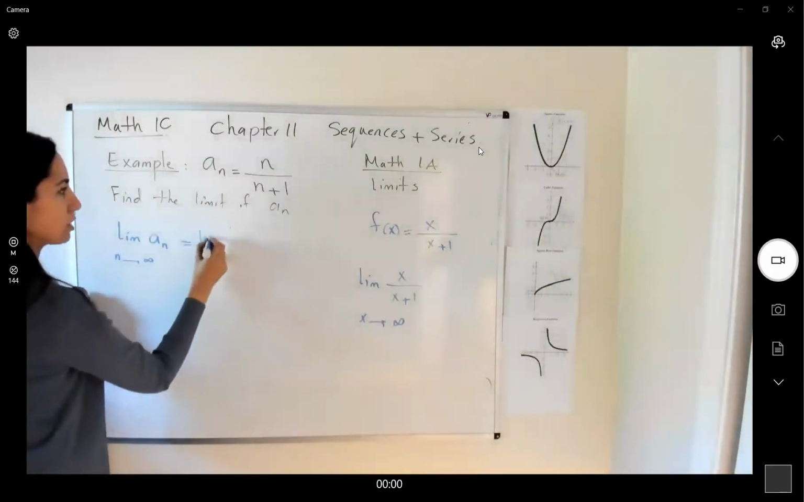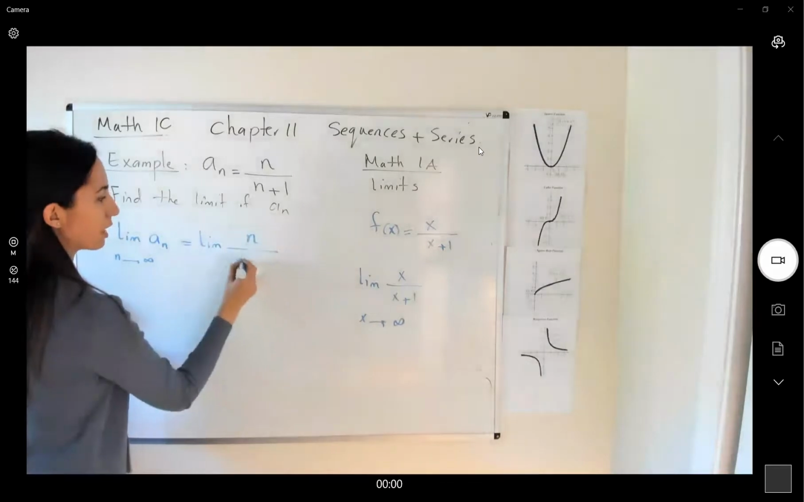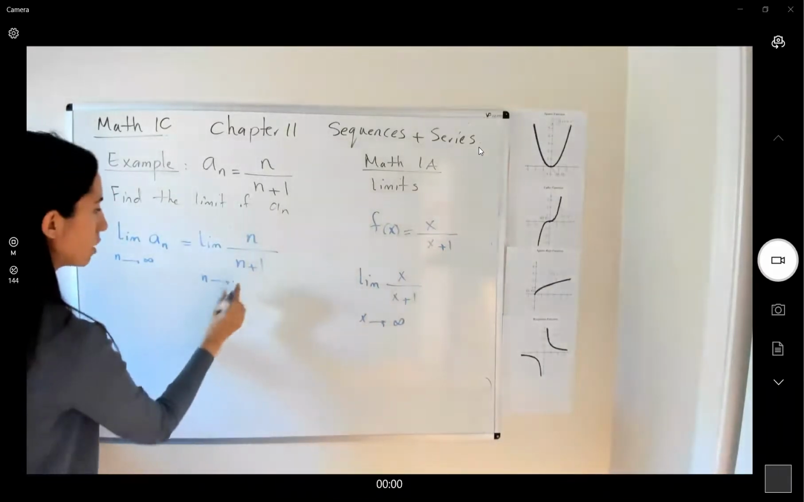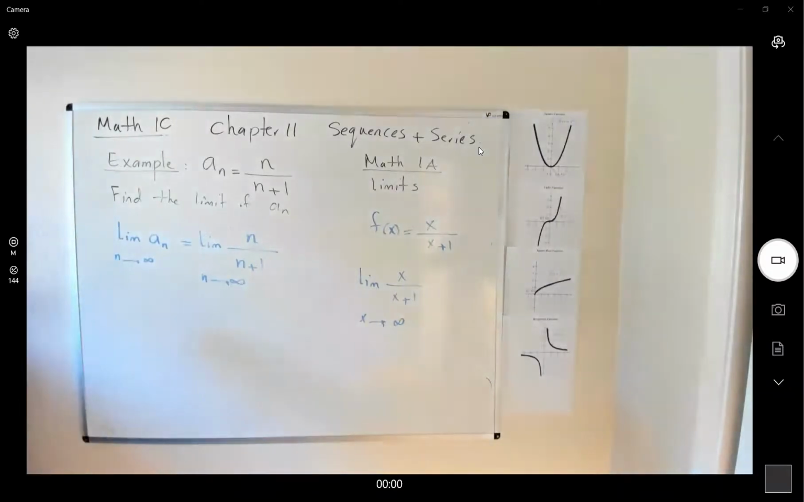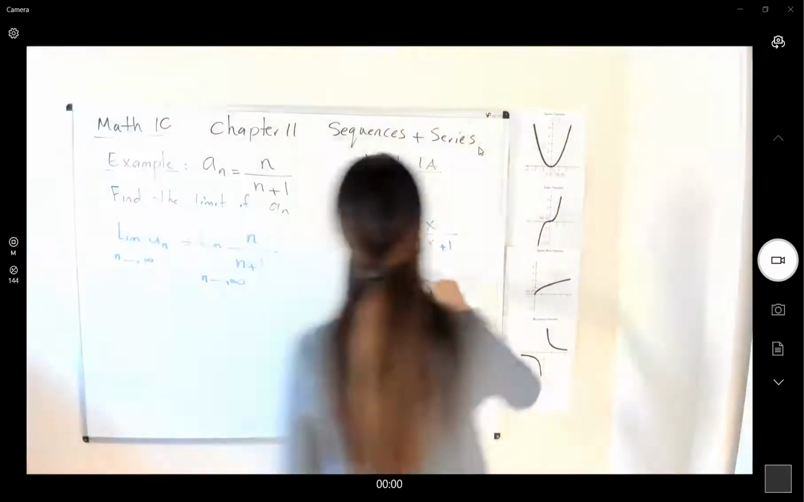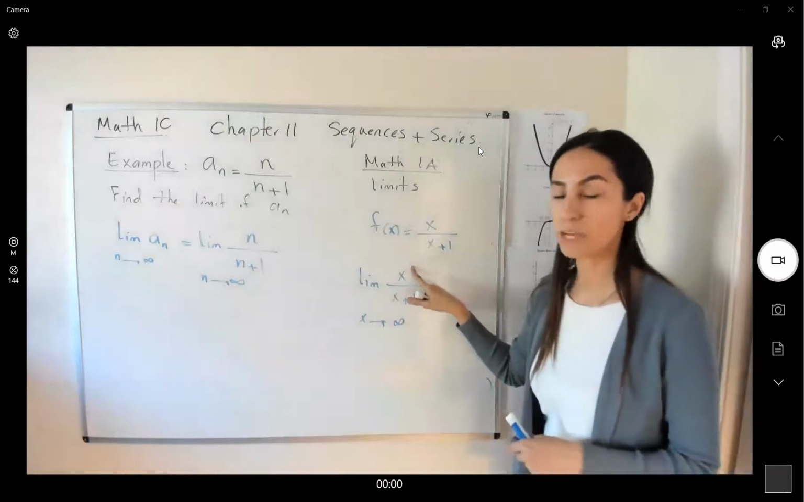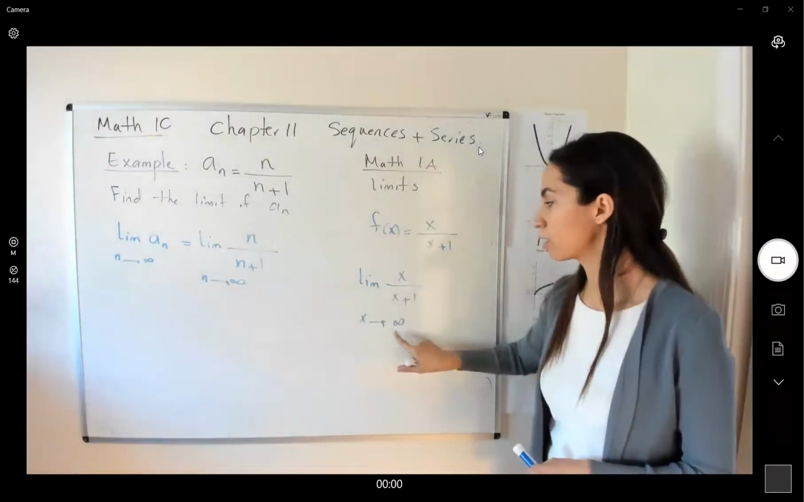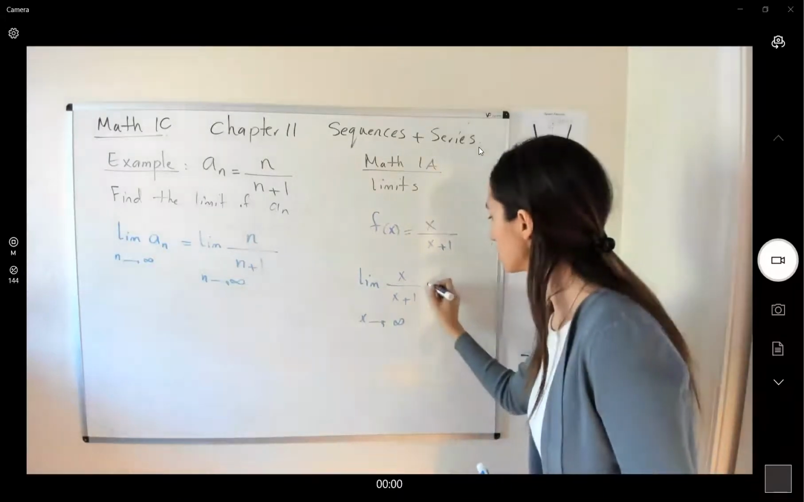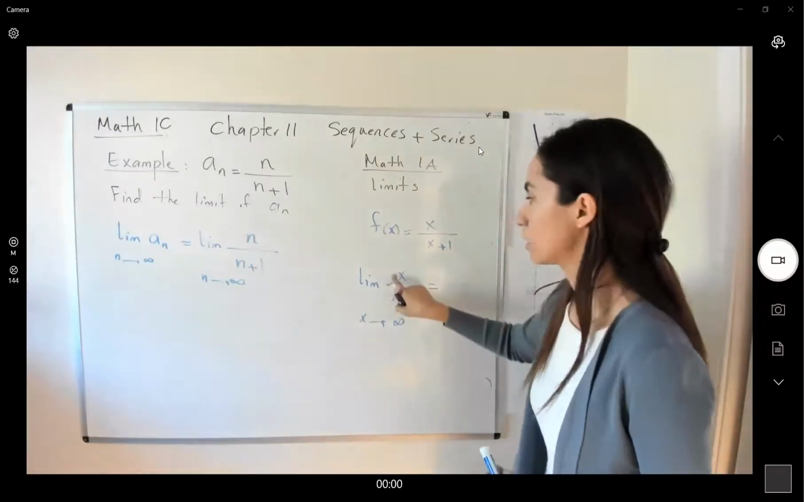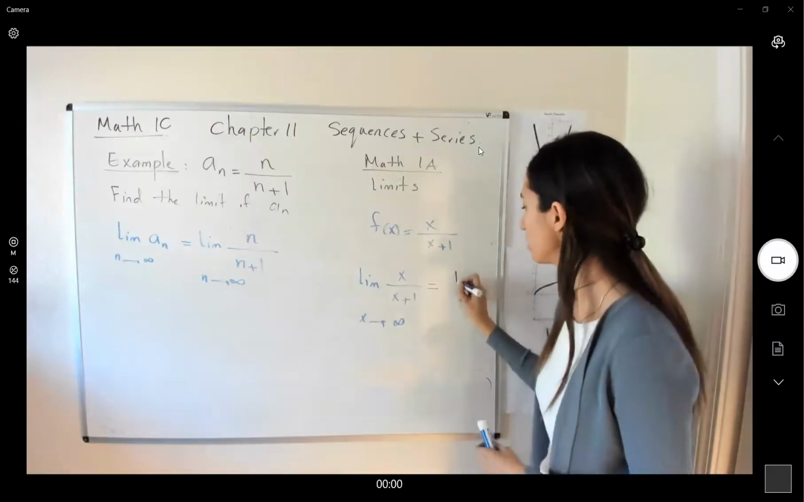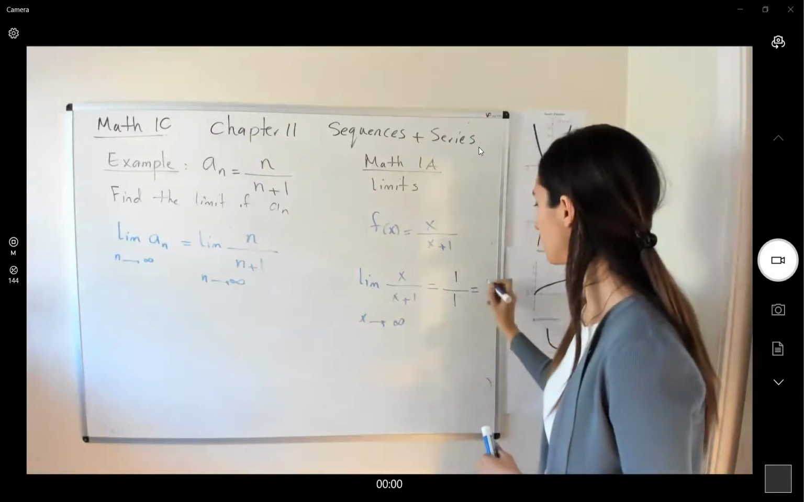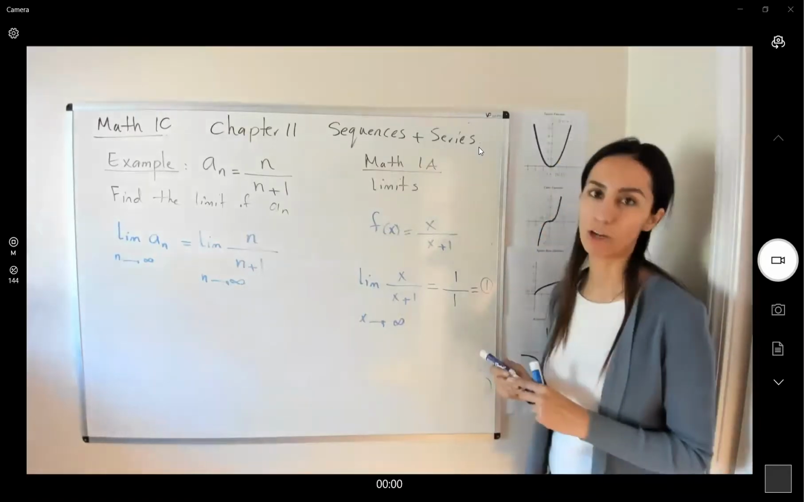This is the limit of n over n plus 1 while n goes to infinity. Remember that in Math 1A, we learned that since the degree of the numerator is equal to the degree of the denominator and n goes to infinity, this is equal to the leading coefficient of the numerator divided by the leading coefficient of the denominator, 1, and it is equal to 1.